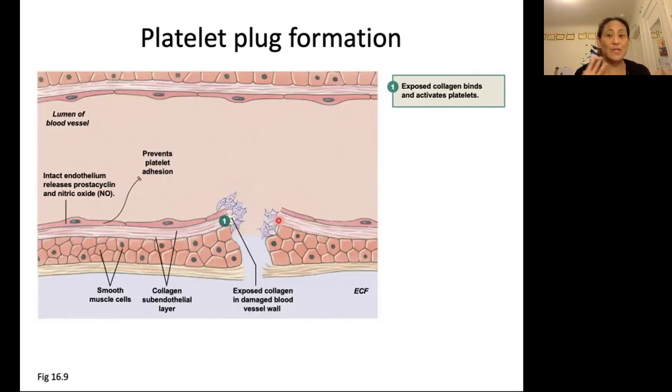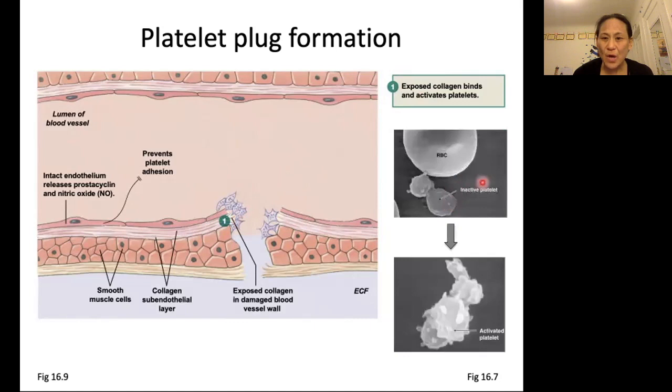When collagen gets exposed, it starts to stick to platelets that are floating around in the bloodstream. When it sticks to those platelets, it activates those platelets. What does it mean for a platelet to be activated? Well, for one thing, it develops a spiky outer surface. Here you can see an inactive platelet. Here you can see an activated platelet. We've got that spiky surface there, and that spiky surface is going to allow it to adhere to other platelets. So that's one aspect of the platelet being activated.